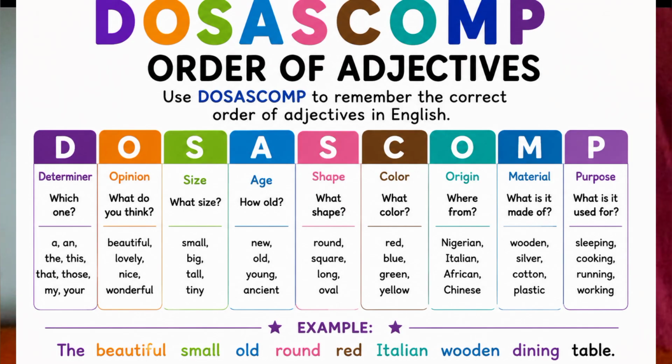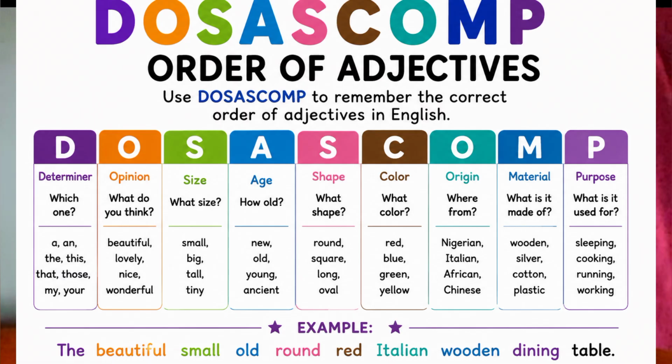Now let's look at the full order of adjectives. Remember I said that determiners can be a, an, the, my, his, her. Those words you place before your adjective. Now opinion is what you think of what you're describing or what you intend to describe. Beautiful, lovely, ugly, that's your opinion.